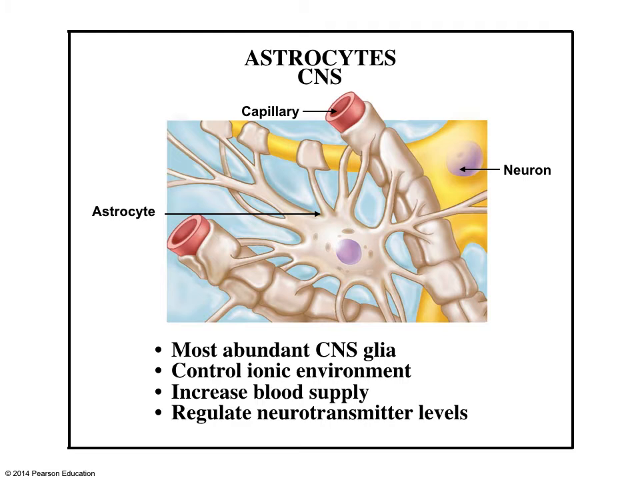Astrocytes, star-shaped. Astrocytes, CNS, are the most common glial cells in the CNS. They attach at one end to the neuron, depicted in a gold color here. At the other end, they reach out and wrap around capillaries. In doing so, they control the ionic environment of the neuron and increase blood supply to the neuron, and also regulate the levels of neurotransmitters. Remember, ACH is a neurotransmitter that we have already studied.